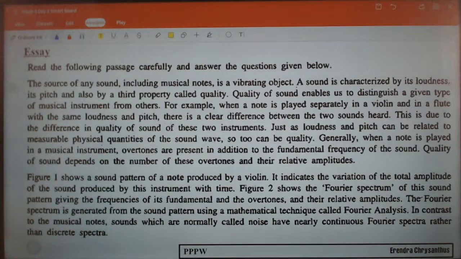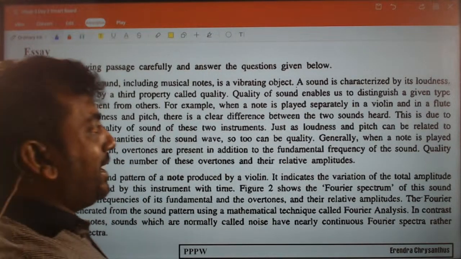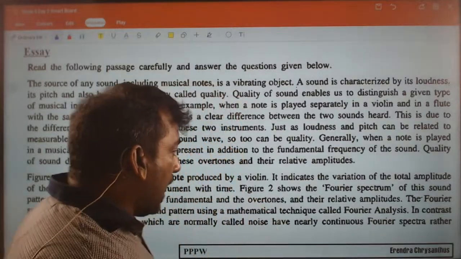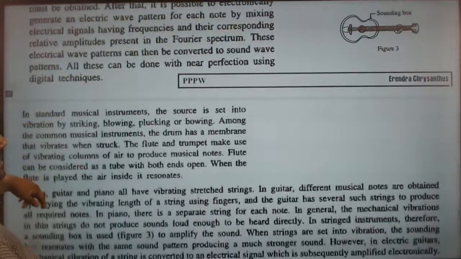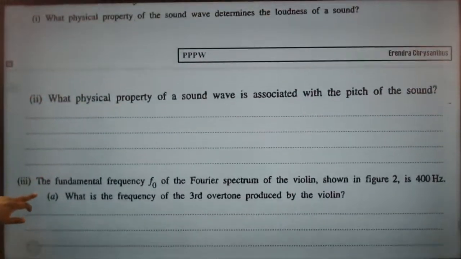Read the following paragraph. Now, when you have a paragraph question, number 1, best is you start from the question. Don't waste time reading. Right.